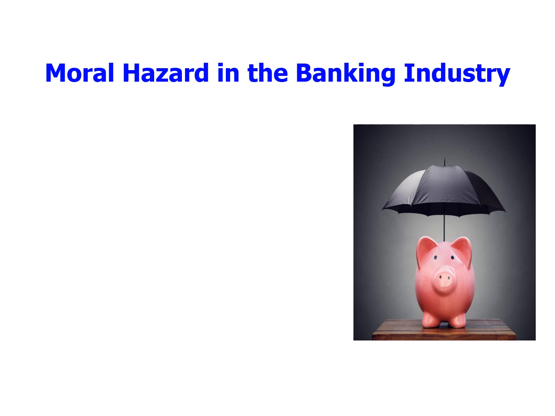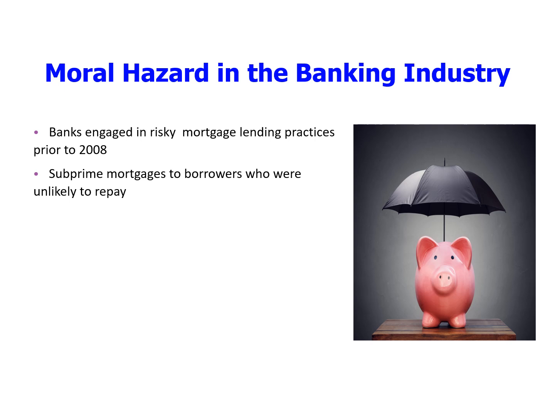Let us now examine risky mortgage lending practices. Prior to the 2008 financial crisis, banks extensively engaged in risky mortgage lending practices. This included issuing a substantial volume of loans that had a high probability of default. A significant portion of these risky loans were subprime mortgages given to borrowers with poor credit histories who were unlikely to repay their loans. These mortgages were characterized by higher interest rates and were more prone to default.